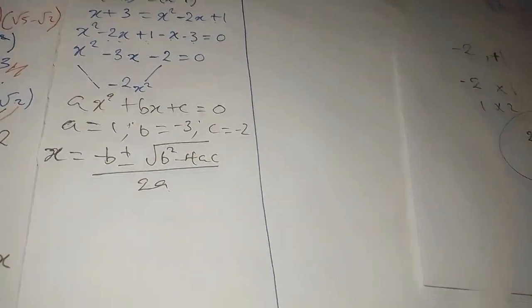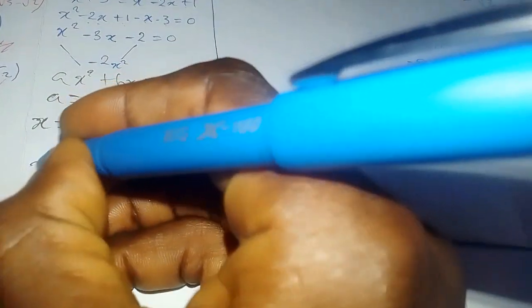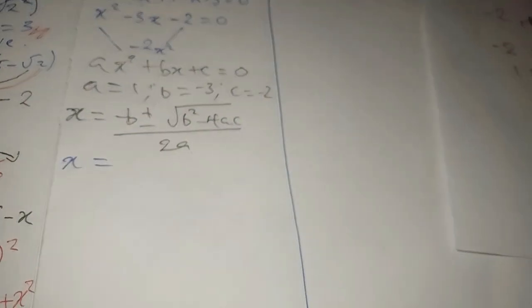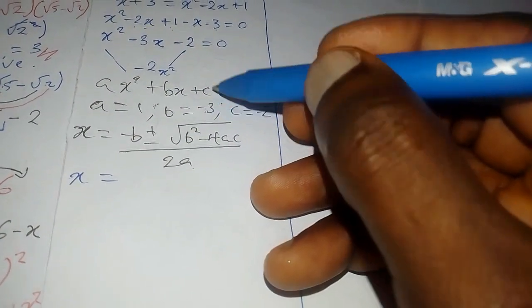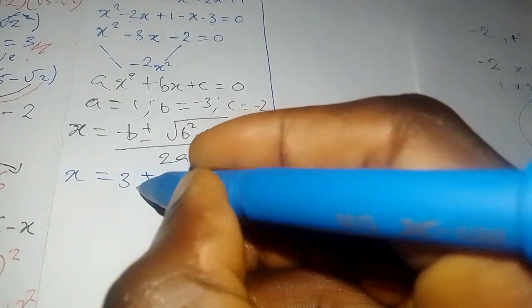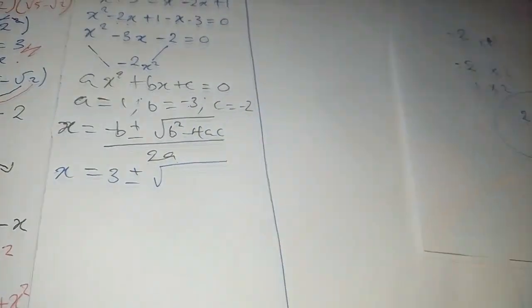So moving a step forward from here, let's substitute our values into it. x is equal to minus b, where b is minus 3, so minus 3 times minus, that's ordinary 3, plus or minus square root of b square, that's minus 3 square.